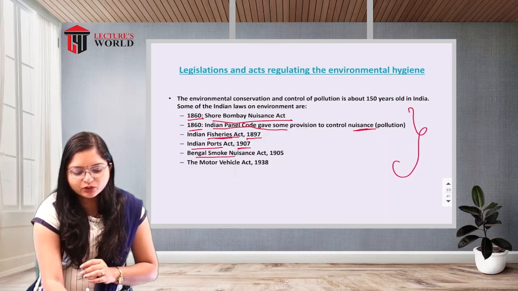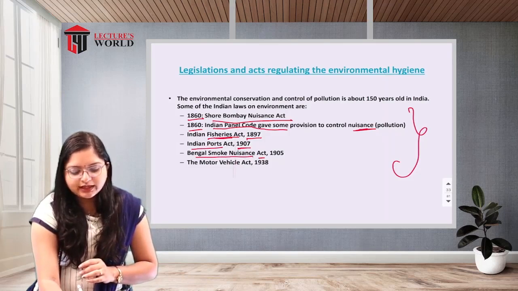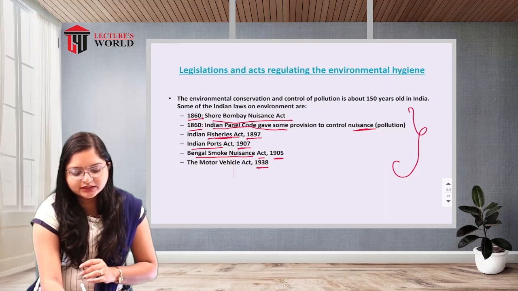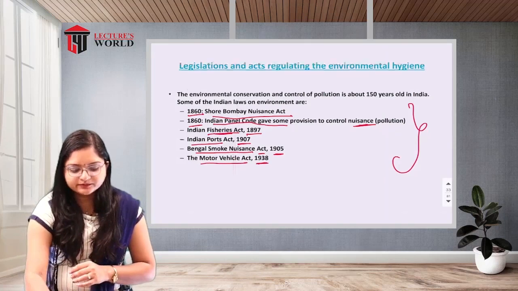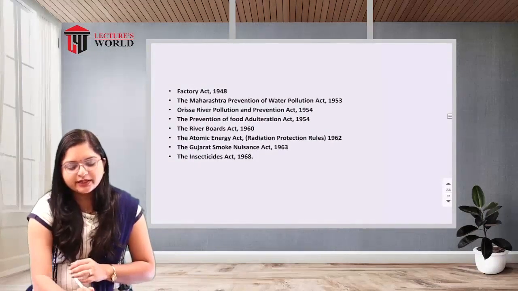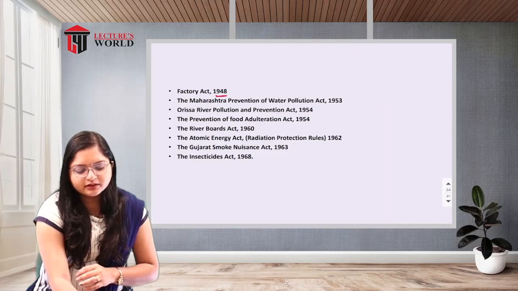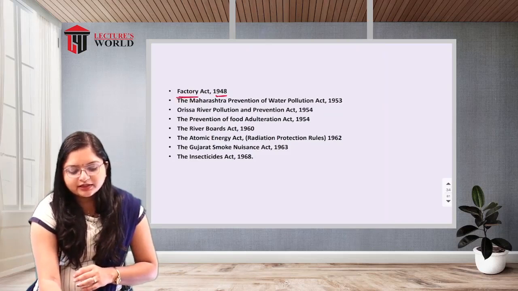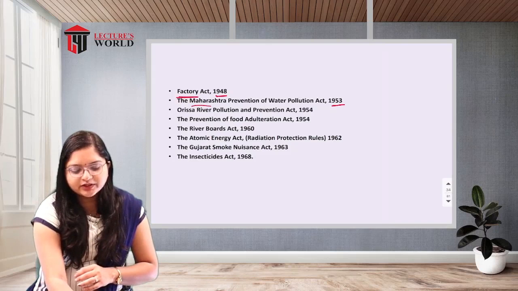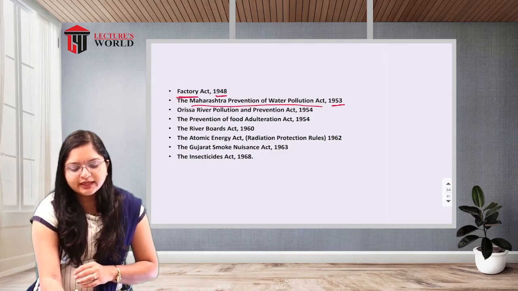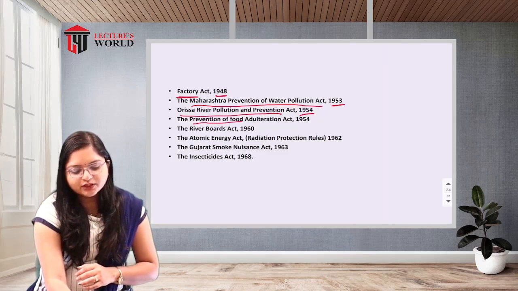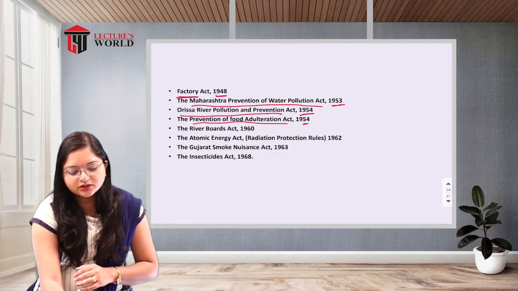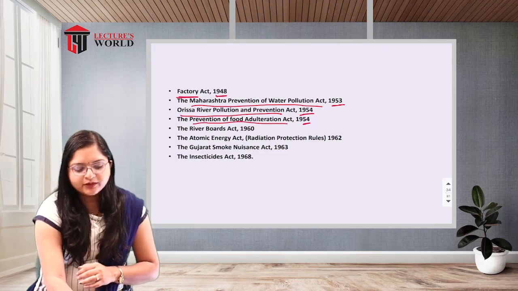Then the Bengal Smoke Nuisance Act, that was in 1905, and in 1938 the Motor Vehicle Act came into consideration. Then after that in 1948 there was the Factory Act, and then in 1953 the Maharashtra Prevention of Water Pollution Act came. Then in 1954 the Orissa River Pollution Prevention Act, and again the Prevention of Food Adulteration Act, which also came in 1954.